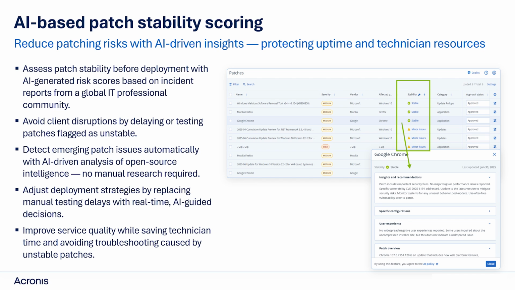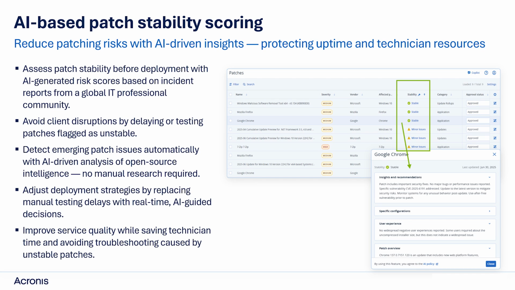Today, I'm excited to show you a powerful new feature designed to reduce patching risks and protect uptime. AI-based patch stability scoring for Windows updates and more than 320 third-party applications. This innovation brings a smarter and faster way to assess patch stability directly from your patches list.